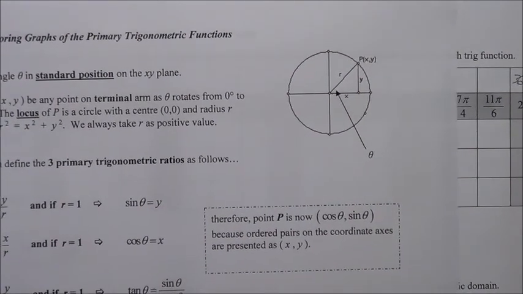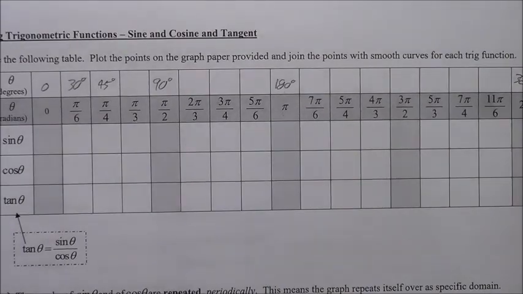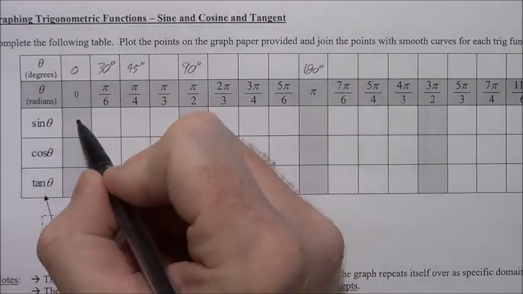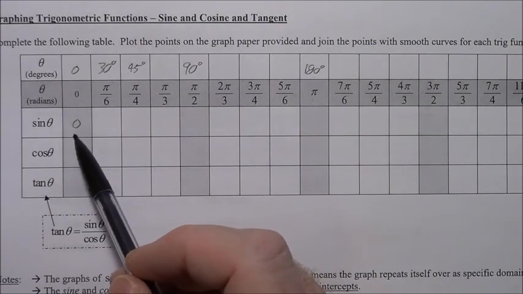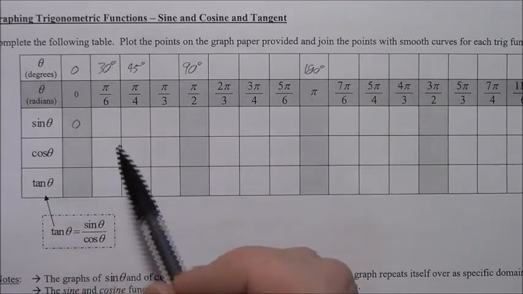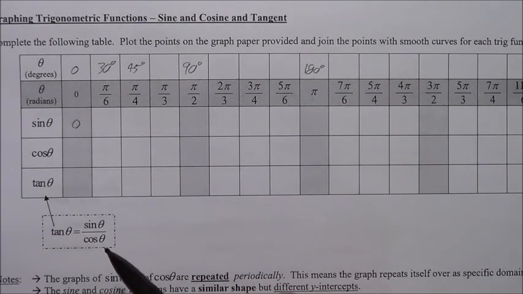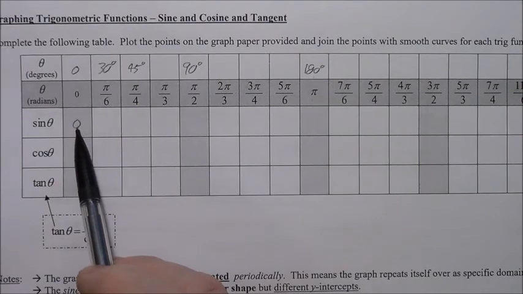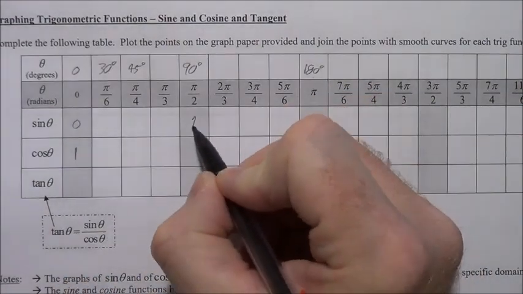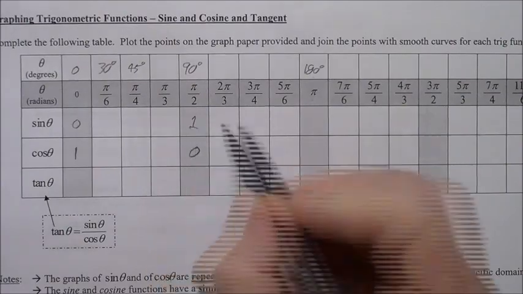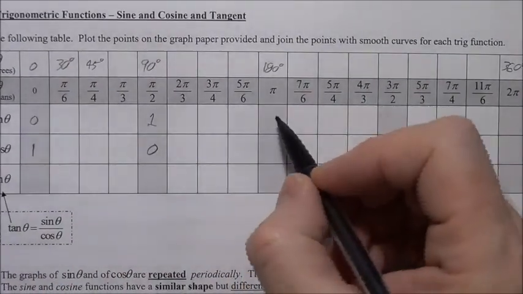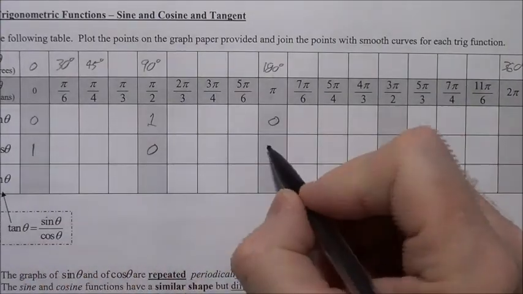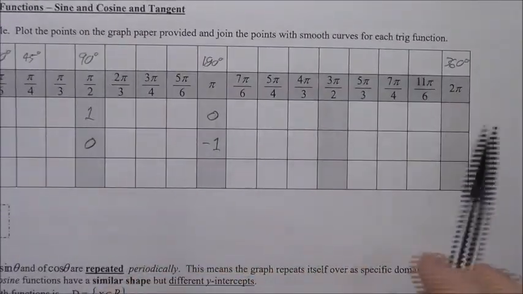So if we know that r is 1, then that means that sine theta is going to be 0 when theta is 0, because the circle of radius 1 intersects the x-axis at the point (1, 0). And while I'm at it, I may as well put this here for the x-coordinate of that point as well. Then at pi by 2, sine theta is 1, cosine theta is 0. At pi, sine theta is back down to 0, and cosine theta goes to -1, etc. So you can just complete the rest of that table for those.